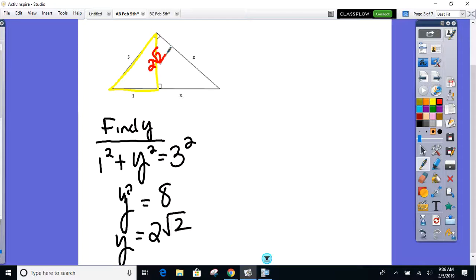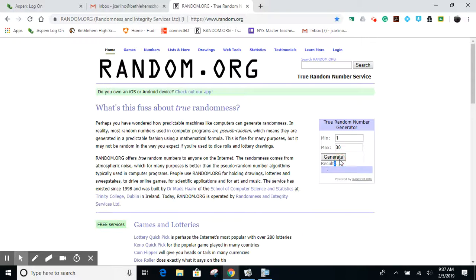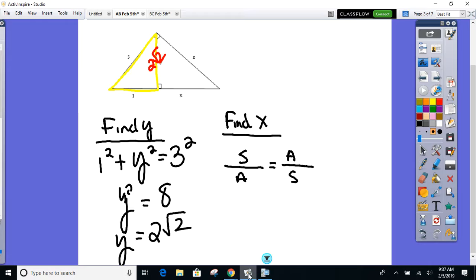Where can I go now? Let's see, what other variable could I now? Oh, what did I just label 2 radical 2? That's the altitude. So we could go what now? Now that I have the altitude, all right, let's do it. Let's set up a little SAS here. Define x. Fill it in for me. Here you go, 29. Fill it in.